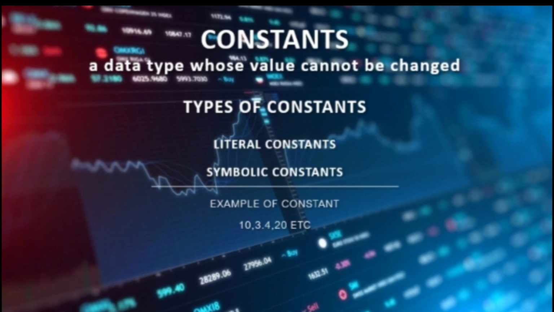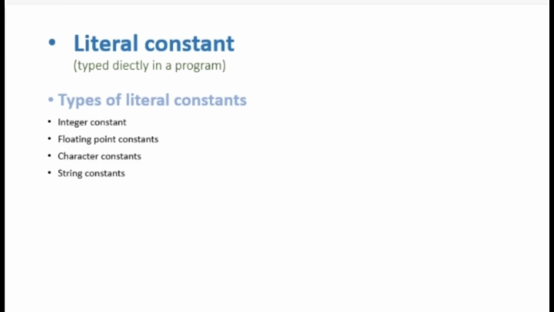For example, values given as 10, 3.4, 20, etc. These are the constants. Also, we have the types of the constant. First is literal constant and the second is symbolic constant. Here we have literal constant. These are the values that are assigned directly to the constant. It contains the memory but does not reference it as a variable. For example, in a program if I type int is equal to, the assignment operator, 10.